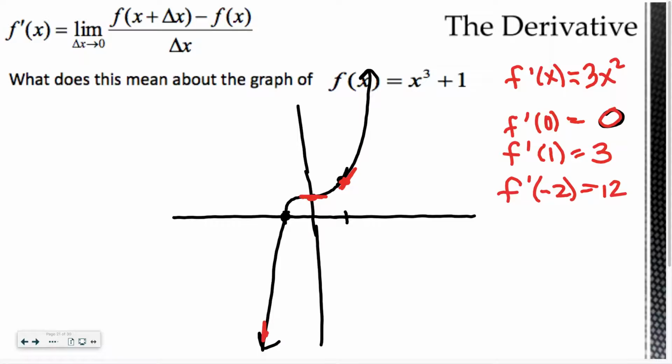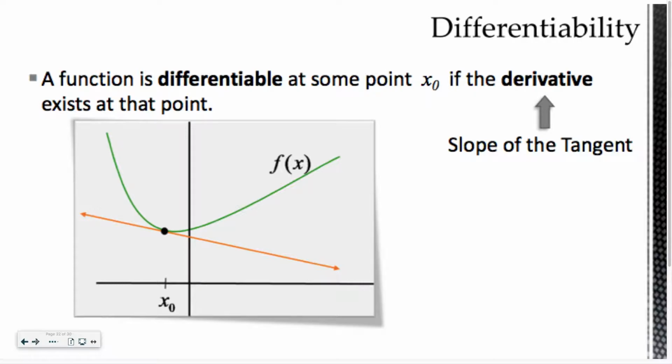Okay. So differentiability is basically talking about if we can take the derivative of a graph at that specific point, then we say it's differentiable. If we can't take the derivative, then it's non-differentiable.